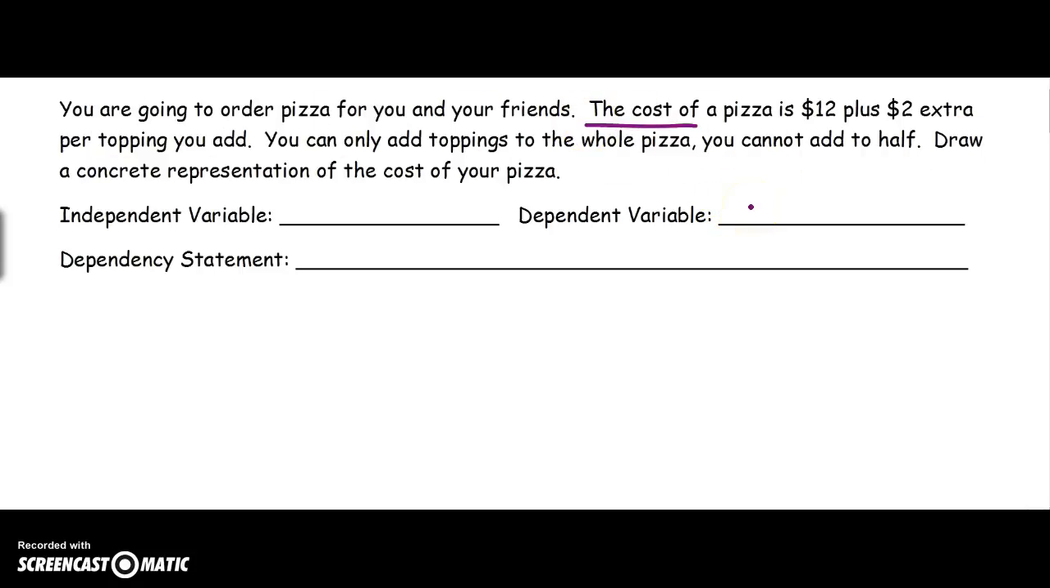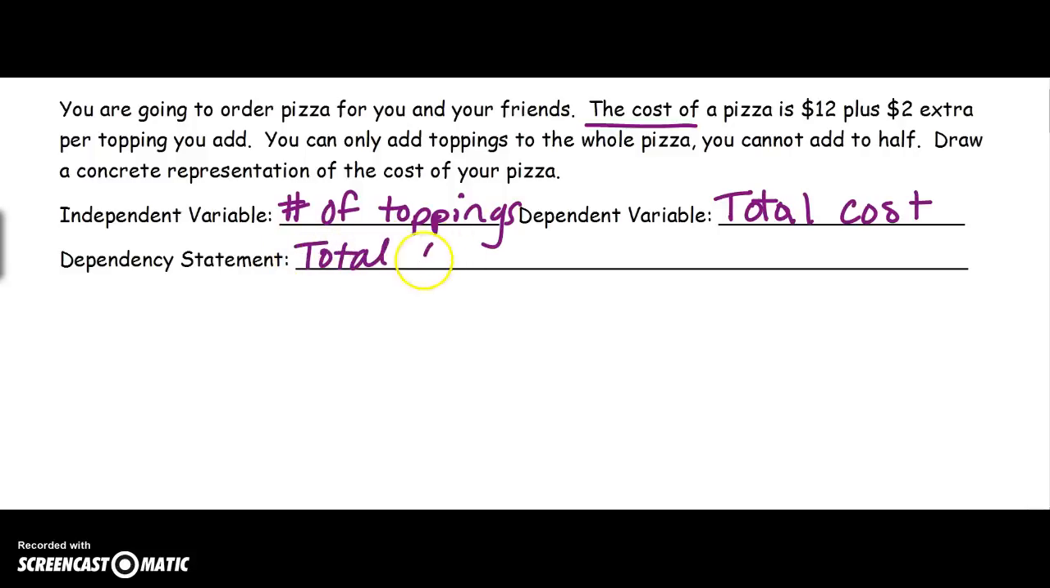So after however many toppings you add, our dependent variable is going to be total cost. And then your independent variable is the number of toppings you decide to put onto your pizza. So your dependency statement is your total cost of the pizza depends on the number of toppings you put on it.